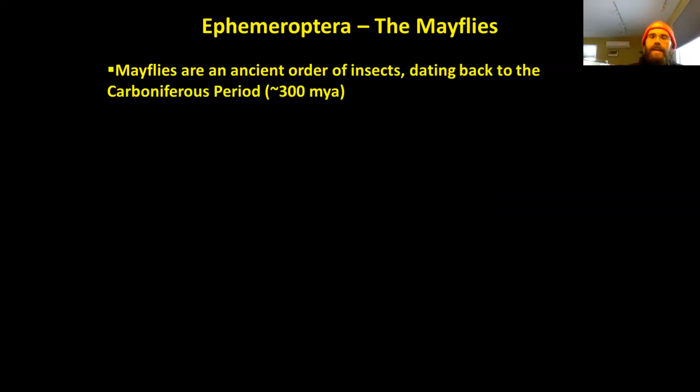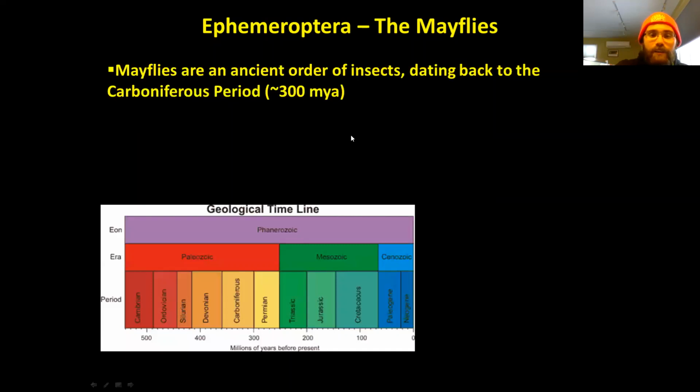So mayflies are an ancient order of insects dating back to the Carboniferous period, which is over 300 million years ago. And you can see right here, we have the Carboniferous period all the way before even the dinosaurs started showing up. So quite a long time ago.